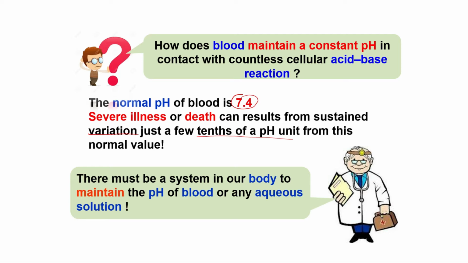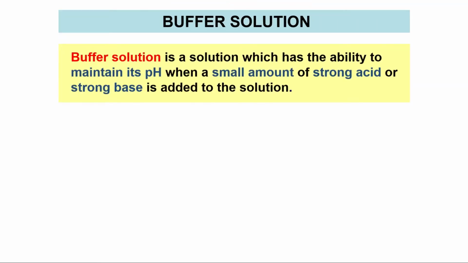There must be a system in our body to maintain the pH of the blood or any aqueous solution. What is it? It is called a buffer solution. What is a buffer solution?